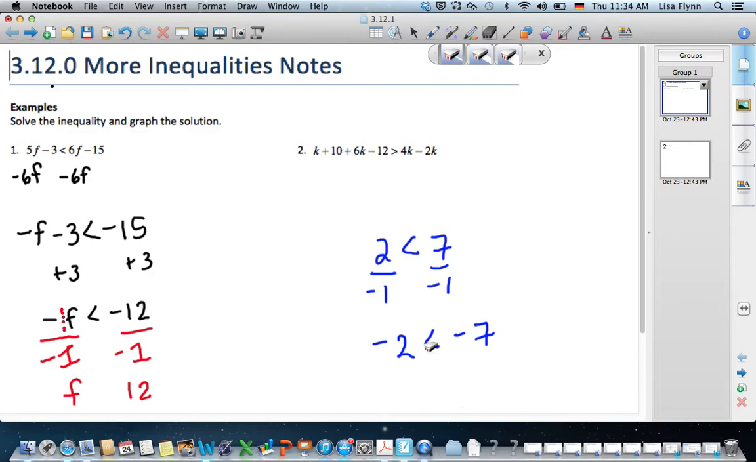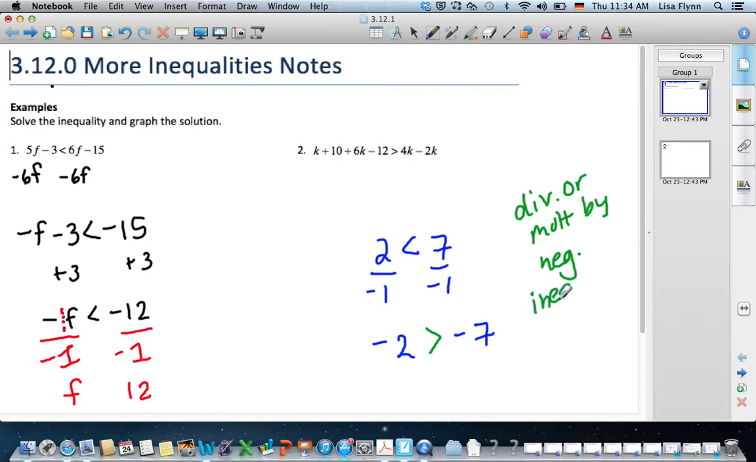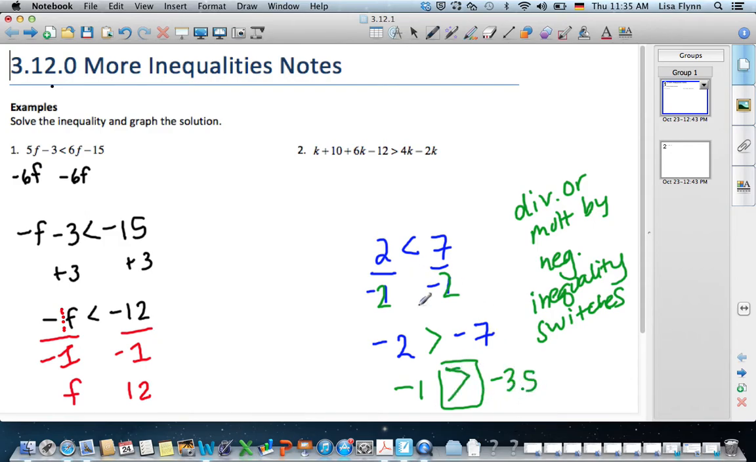So that means when you're dividing or multiplying by a negative number, our inequality switches. And that's always true? That's always true, and it works for any negative number. We could divide this by negative 2, divide this one by negative 2. We would have negative 1 is, fill in the blank here. Negative 3.5. So it's going to be greater than. Excellent. So it works with any number.